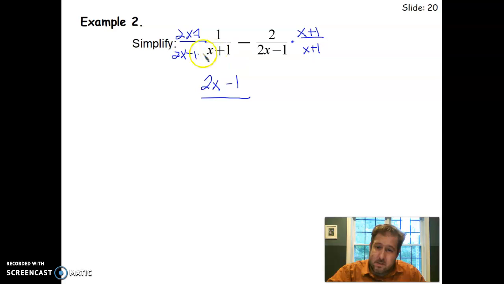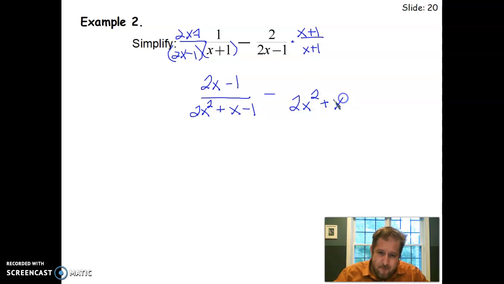And then if I FOIL this times this, 2x times x is 2x squared. And then 2x times 1 is 2x, minus an x. Once again, I'm FOILing the outers and the inners. 2x minus an x makes just 1x. And then the last, negative 1 times 1 is negative 1. Now that I've done that, I've already done it over here. It's going to be the exact same denominator. And the numerator, 2 times x plus 1, is going to be 2x plus 2.